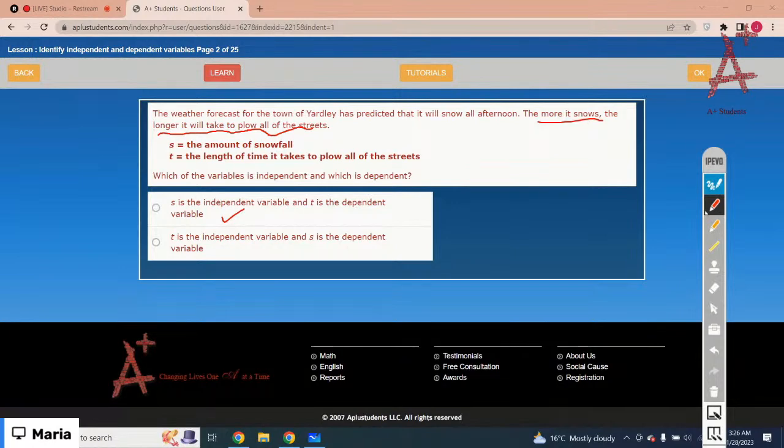So let's just select the correct option. Option number one is the correct option.